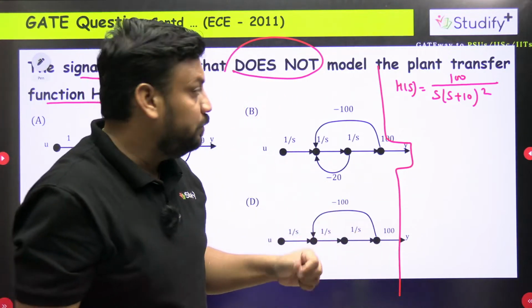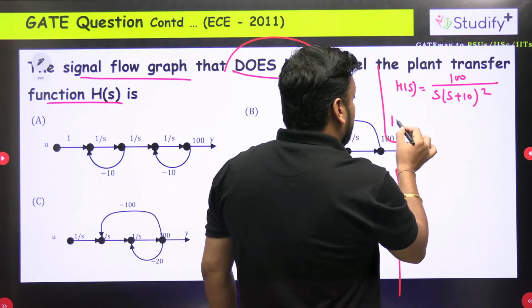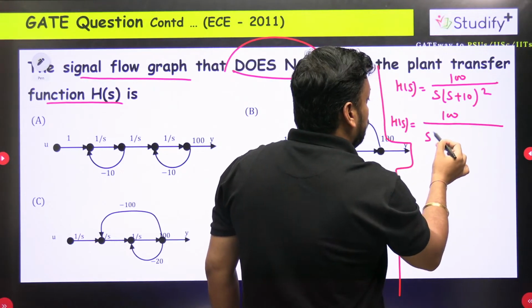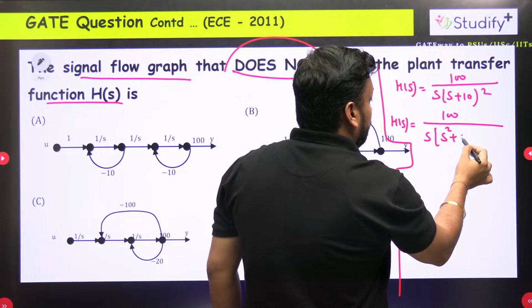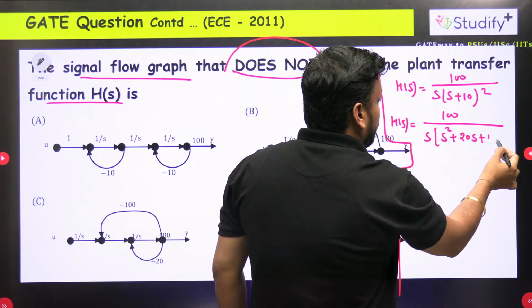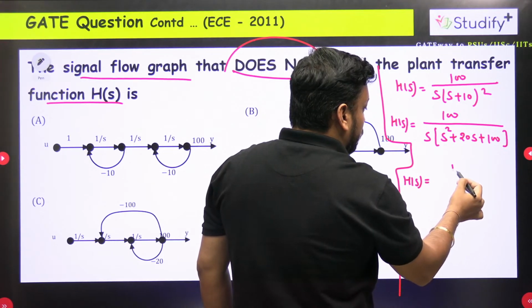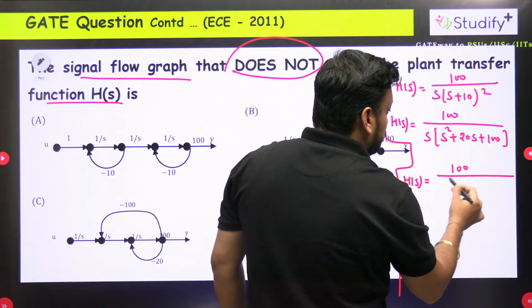I already explained you. Now here student, just open the bracket and simplify it. So you should get 100 upon, tell me, s outside. You will get s into (s square plus 20s plus 100). Now open the bracket. Once you open the bracket, you should get 100 upon s cube plus 20s square plus 100s. Now student, tell me, can we take s cube common? Take s cube common, children.